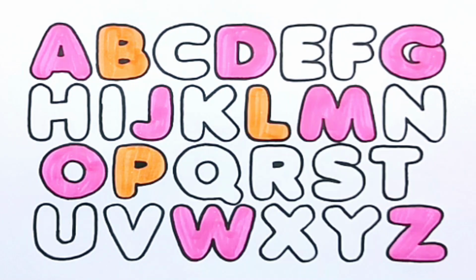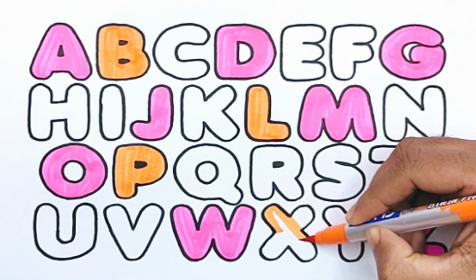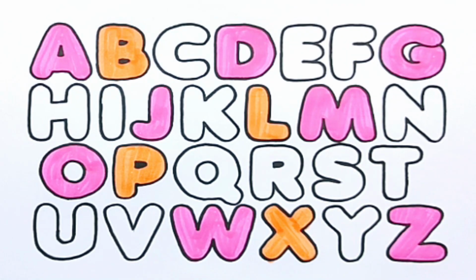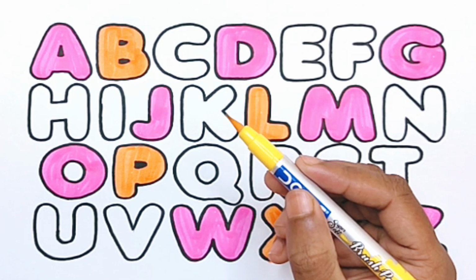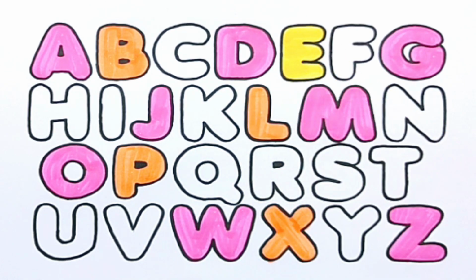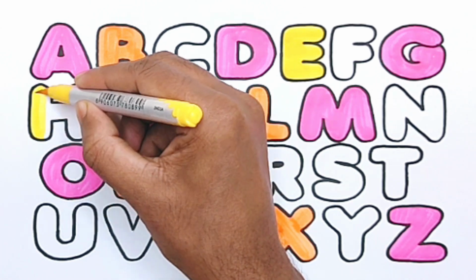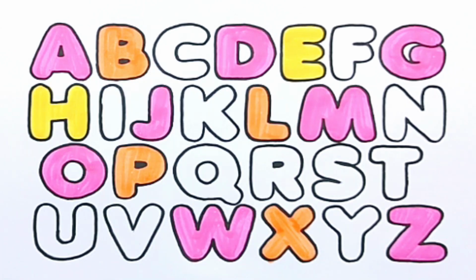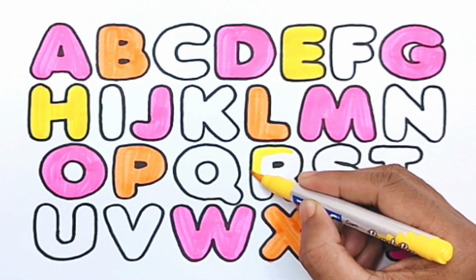P for pencil. X. X for X-ray. Yellow color. E. E for eagle. A. A for house. R.